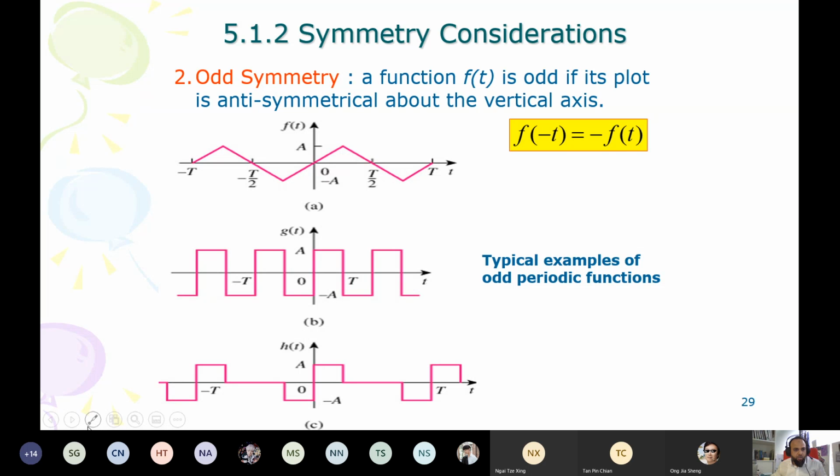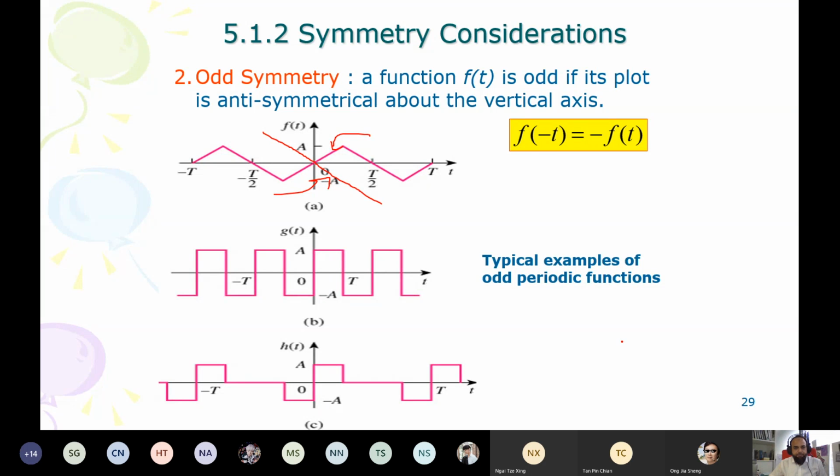To check if it is odd, just take one period and slash it like this, and then fold it. Fold it like this, and fold it like this. If you look at my hand, the previous one was folding it like this. Now this one is folding it like this, if you can see my hand.